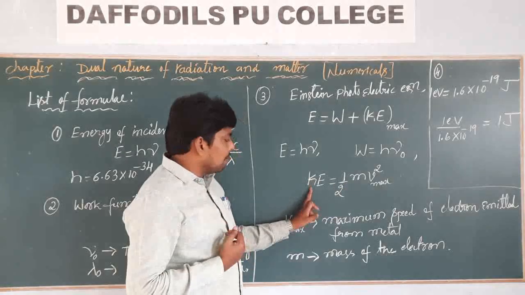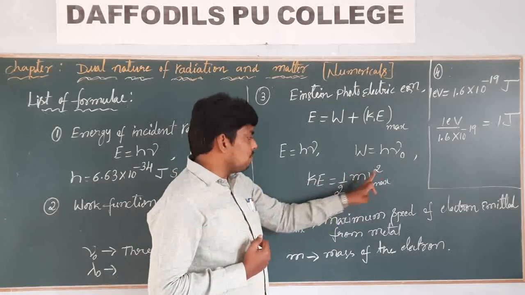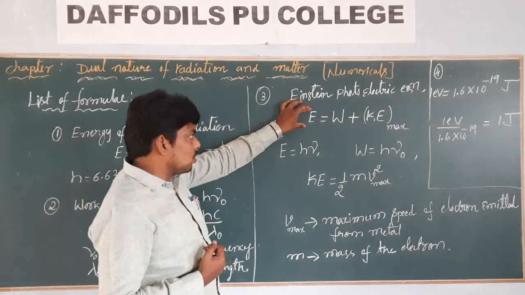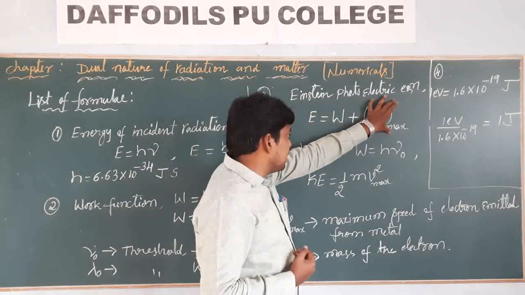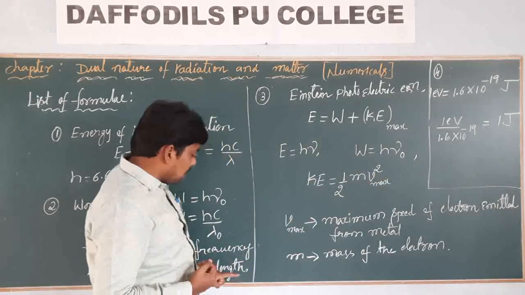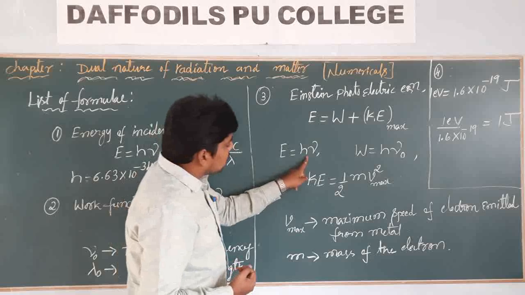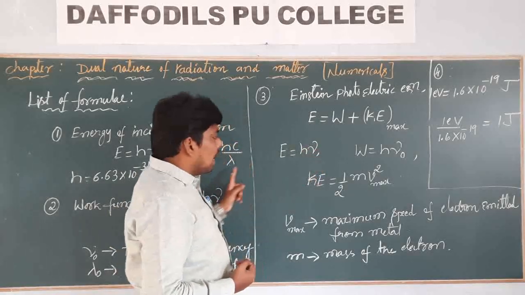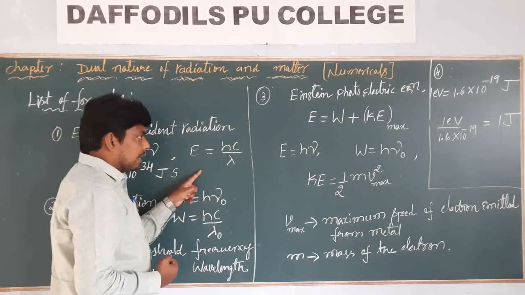Just remember this equation. Kinetic energy is equal to half m v square. Total energy is equal to work function plus kinetic energy. Work function is given in terms of the frequency as well as wavelength. Energy is also given in terms of the frequency, also in terms of the wavelength.